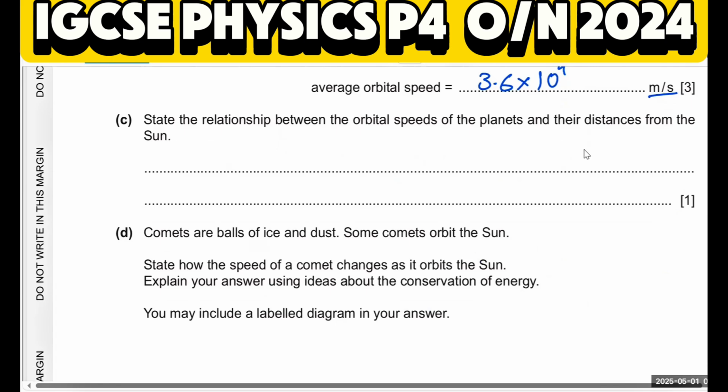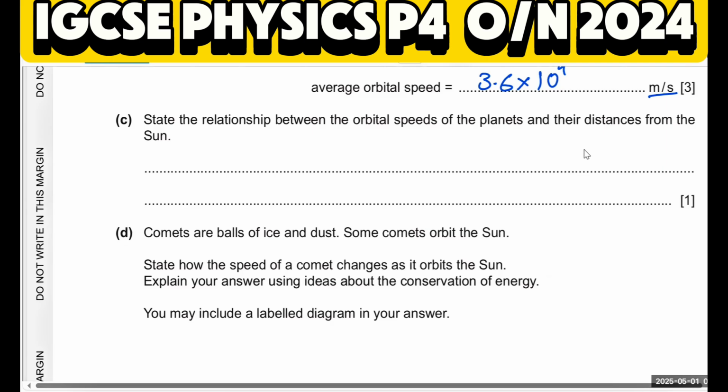State the relationship between the orbital speed of the planet and their distance from the sun. So there is a last topic in chapter number 25. The further away from the sun, the slower the orbital speed. So when we go away from the sun or any planet, the speed is decreased. That is the centripetal force. It is not included in your part, but it is included in the next new syllabus of the IGCSE. That is centripetal force.